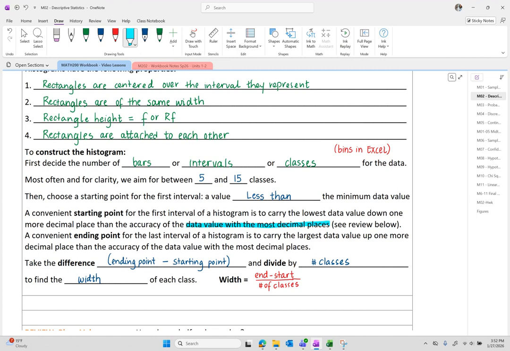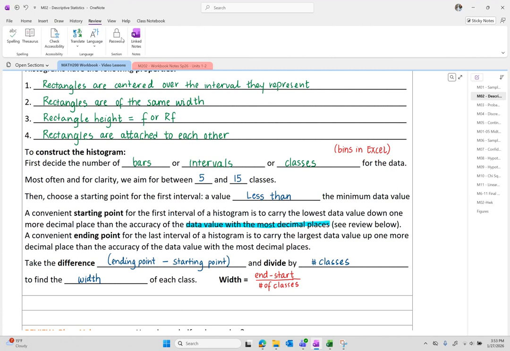So therefore, to find the width of every one of your bins, you will find this imaginary starting point that is less than your smallest data value and the ending point that is larger than your largest data value. You will subtract them and then divide by the number of classes, and that will be the width of every class, or the width of every bin, as Excel calls it. So the width is the ending point minus the starting point, divided by the number of classes.